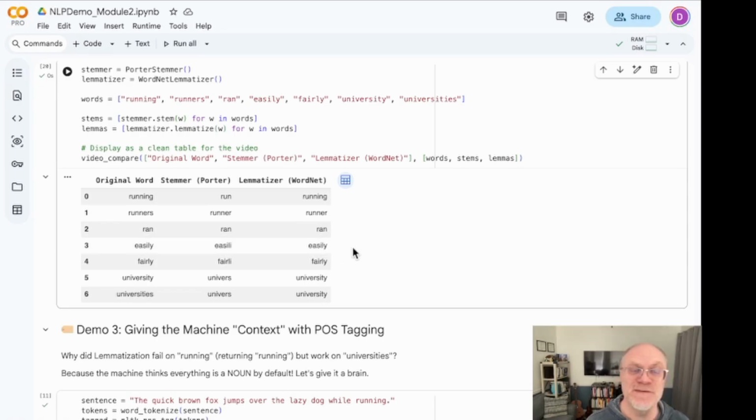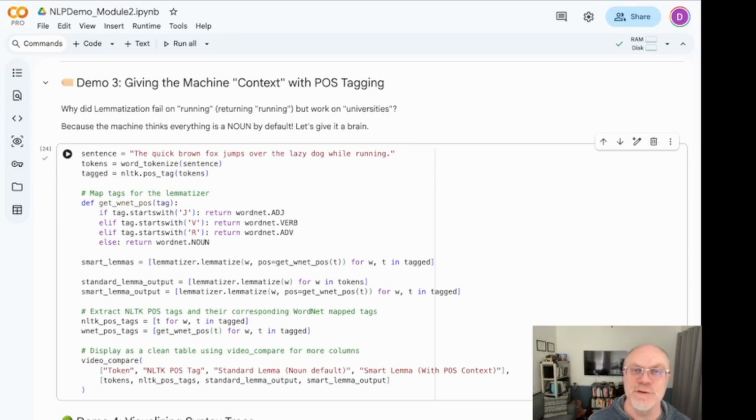Now we're going to notice one very interesting bit. This first one, running, the stemmer actually does a better job. It goes to run. The lemmatizer gives running, and that's because as it is right now, the algorithm doesn't know whether it's using running as a noun, a verb, what the context is. So here's the problem. The lemmatizer by default doesn't know. If it doesn't know any better, it's going to assume that each word is a noun. And so running, it thinks that's what it is, and it just stays that way.